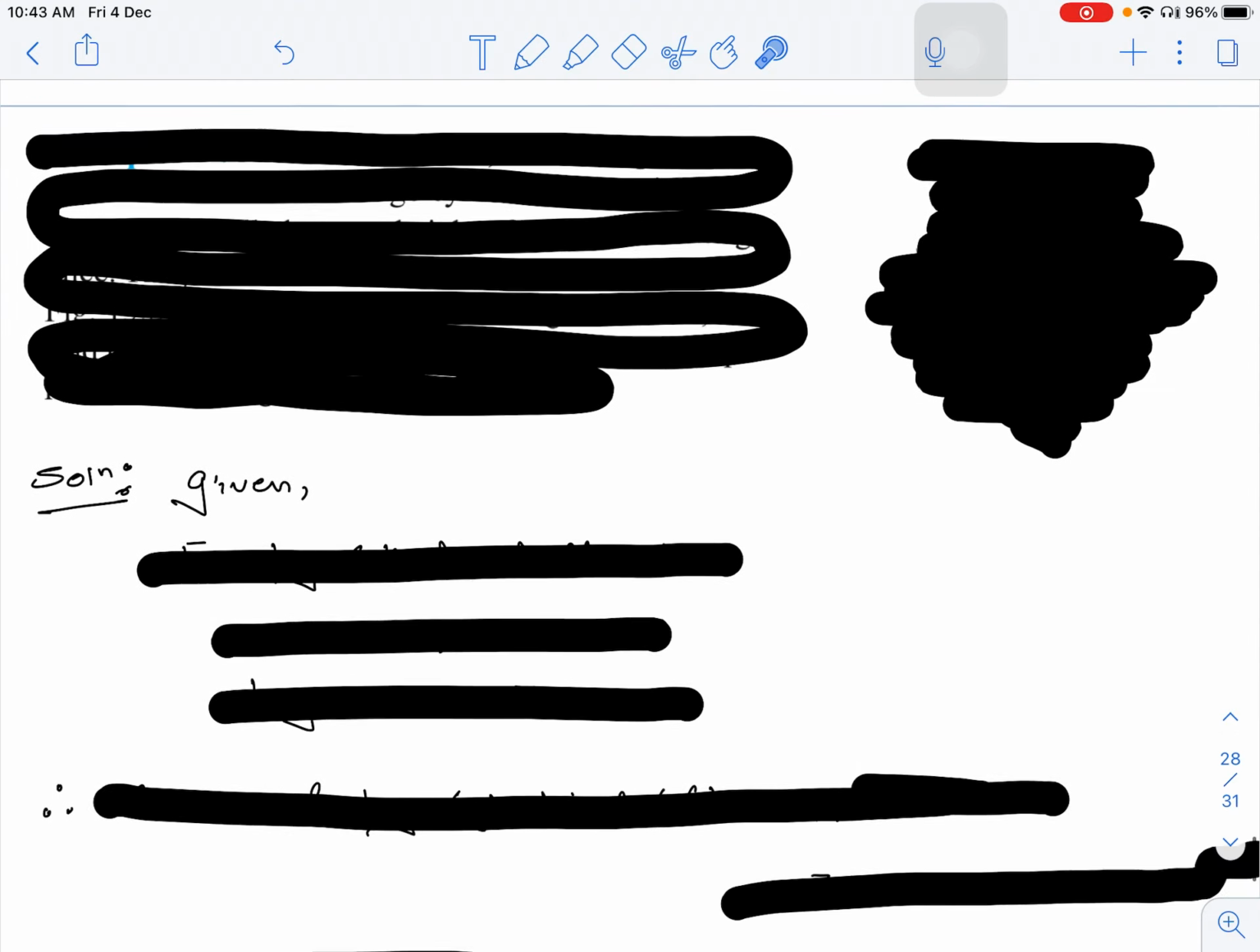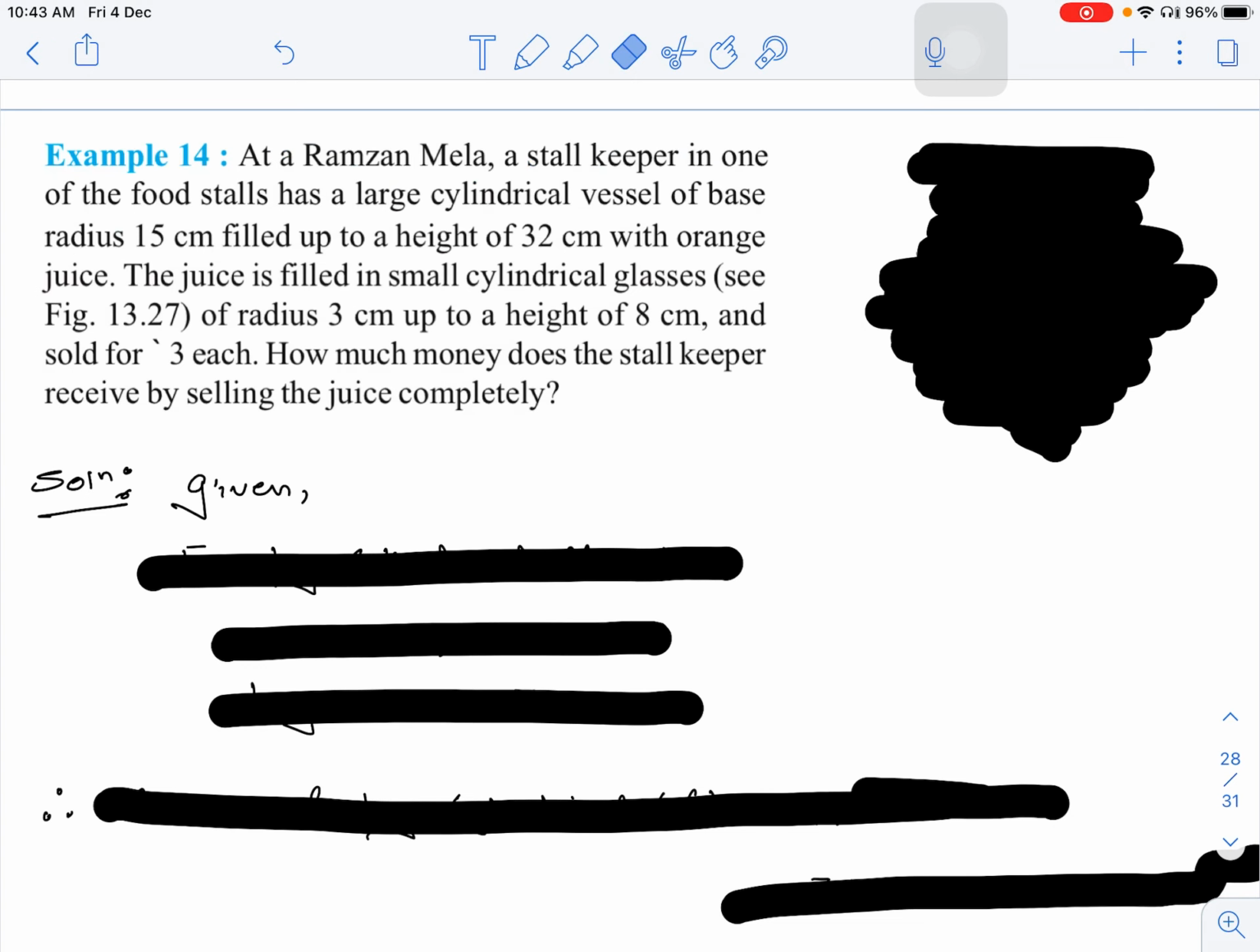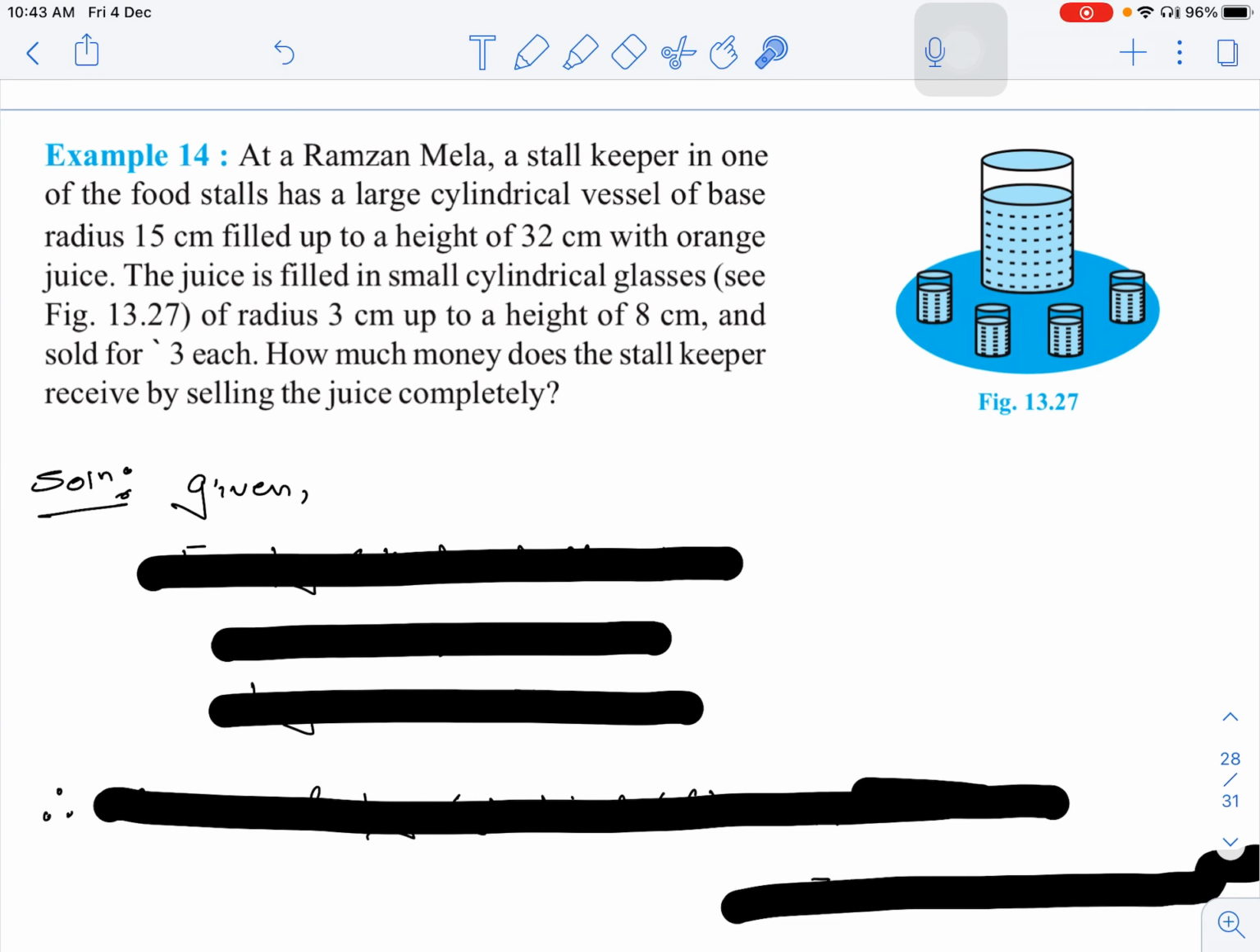Now let us consider our next example. Here it is given that at a Ramzan Mela, a stall keeper in one of the food stalls has a large cylindrical vessel of base radius 15 centimeter filled up to a height of 32 centimeter with orange juice. It means that this is our large cylindrical vessel. Its base radius is 15 centimeter and till here its height is 32 centimeter. It is filled with orange juice.